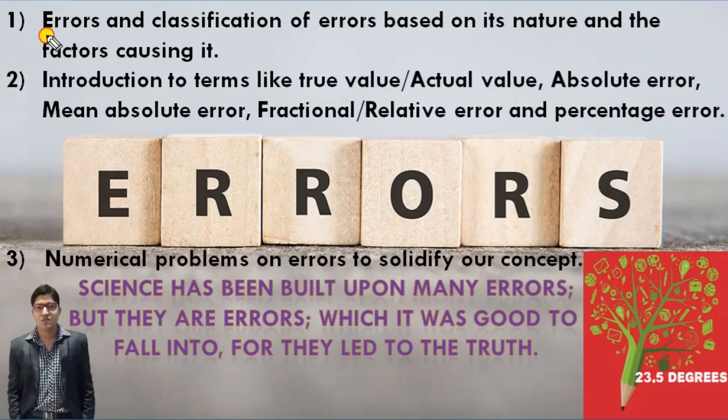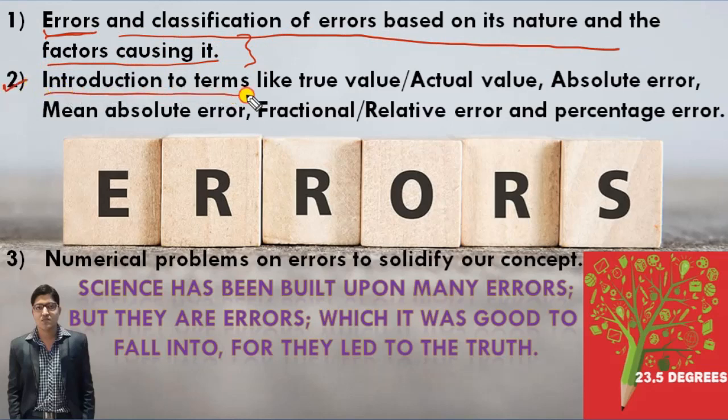Hi, this is the first part of my video lecture on errors, which is a part of the syllabus of class 11th physics. We will start this video with the definition of errors and its classification based on its nature and factors causing it, where we will basically talk about systematic and random errors. Thereafter, we will understand the meaning of a few terms like true value or actual value, absolute errors, mean absolute error, fractional or relative error, and percentage error. Finally, we will solve numerical problems on errors to solidify our concept.